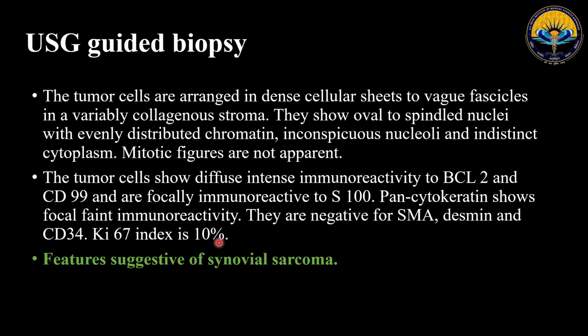So the ultrasound guided core needle biopsy was done. There they showed the tumor cells arranged in dense cellular sheets to vague fascicles in a variably collagenous stroma. They show oval to spindle nuclei with evenly distributed chromatin, inconspicuous nucleoli and indistinct cytoplasm. Mitotic figures are not apparent. They show diffuse intense immunoreactivity to BCL2 and CD99. They are focally immunoreactive to S100. Pancytokeratin shows focal faint immunoreactivity. They are negative for smooth muscle actin, desmin, CD34. Ki67 index is 10%, that is a low proliferative index. So features suggestive of synovial sarcoma.